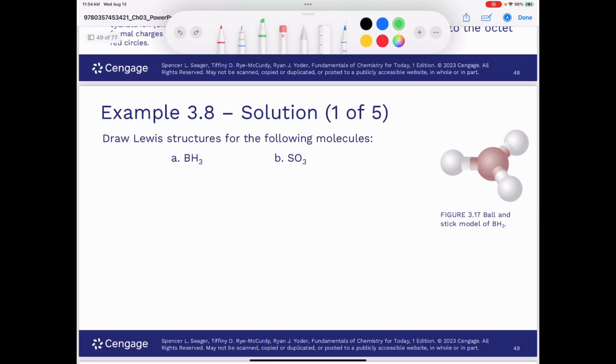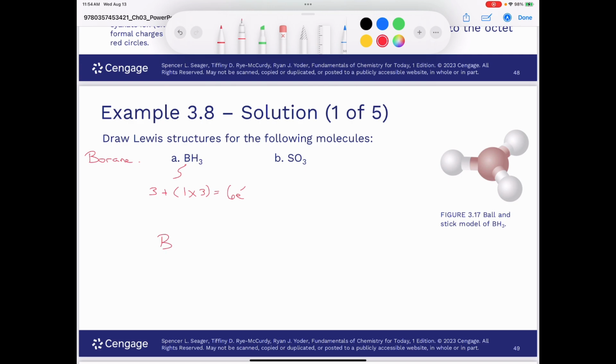All right, draw Lewis structures for the following molecules. Let's do it. The first one is BH3. This molecule has a name. It's called borane. You might think, oh, I'll call it boron trihydride. You could, but it's technically called borane. Boron has 3 valence electrons. Hydrogen has 1, and there's 3 of them, so that's a total of 6 valence electrons.